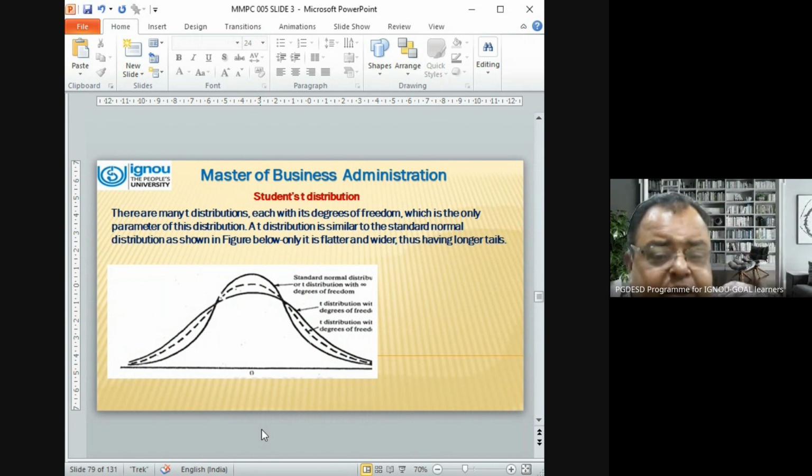As the degrees of freedom increase, the graph shifts towards normal. The top one here is a standard normal distribution, a T distribution with infinite degrees of freedom. If we have 1 degree of freedom or 3 degrees of freedom, it's steeper. But when the degrees of freedom are increased, its peak climbs up.